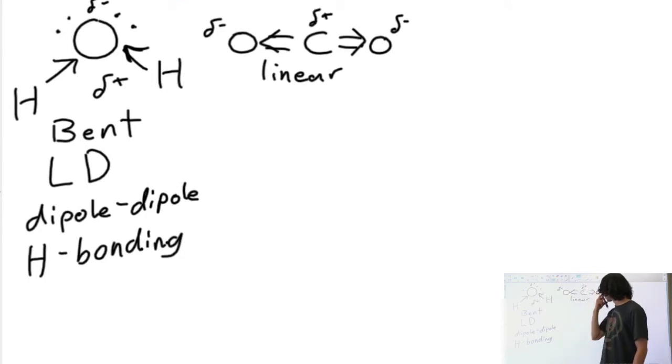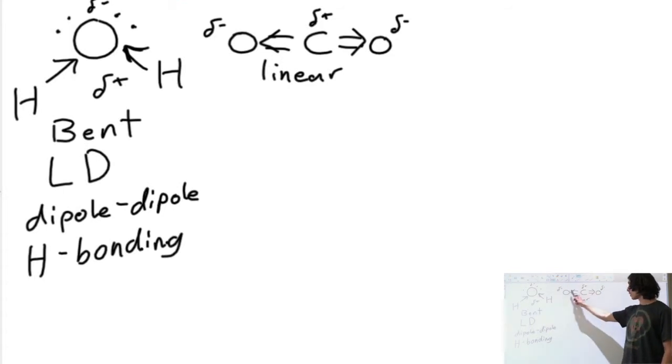and partial positive region. But the question to ask is, do we get dipole-dipole interactions? Is this molecule a dipole? No. The symmetry of these oxygens actually cancels that out. So we don't see dipole-dipole interactions with CO2. We do see London dispersion.